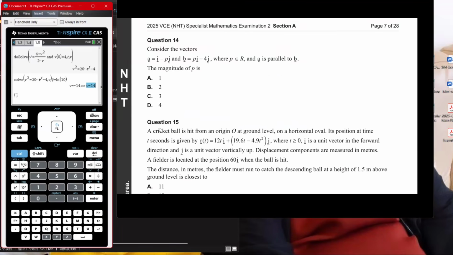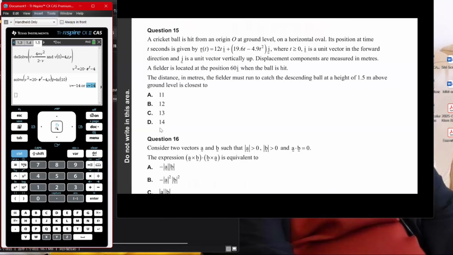Question 14, consider the vectors A equals i minus Pj and B equals Pi minus 4j. A is parallel to B, so I'm saying the ratio between the i components equals the ratio between the j components. And canceling the negative, you will be able to get 1 over P equals P over 4. Cross multiplying, P squared equals 4. The magnitude of B, P means magnitude, absolute value, is 2. Option B. If they ask you for the values of P, I would say P equals plus or minus 2, but magnitude is 2 anyway.